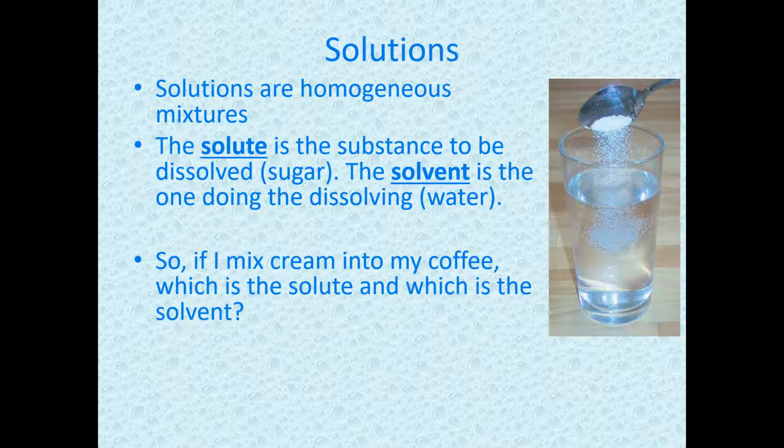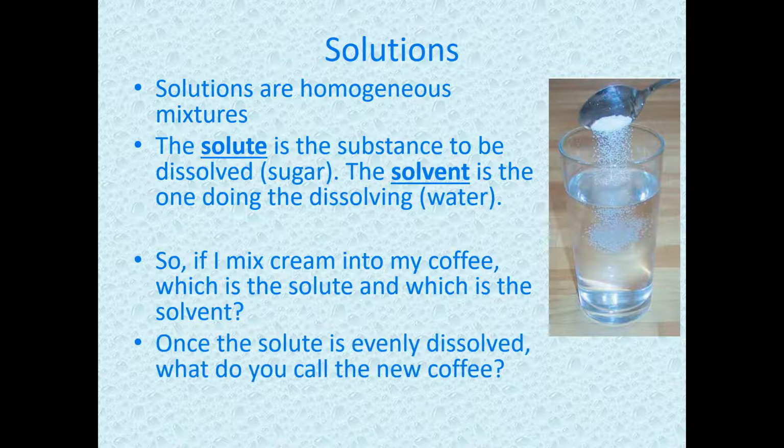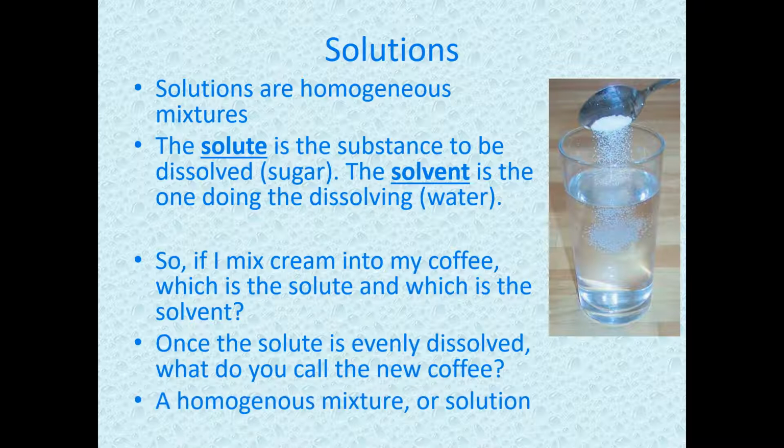So if I mix cream into my coffee, what is the solute and which is the solvent? So in our coffee cream example, the cream is the solute, it's the thing that's going to be dissolved, and our coffee is the solvent, the one doing the dissolving. Once the solute is evenly dissolved, what do we call our nice creamy coffee? We call it a homogeneous mixture or a solution.